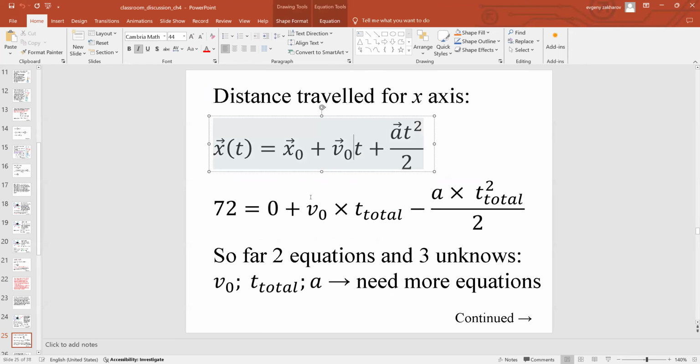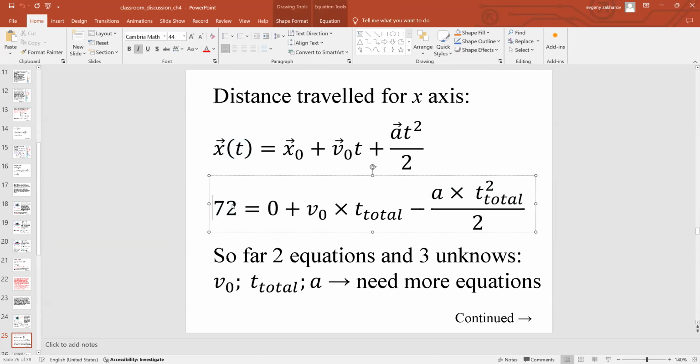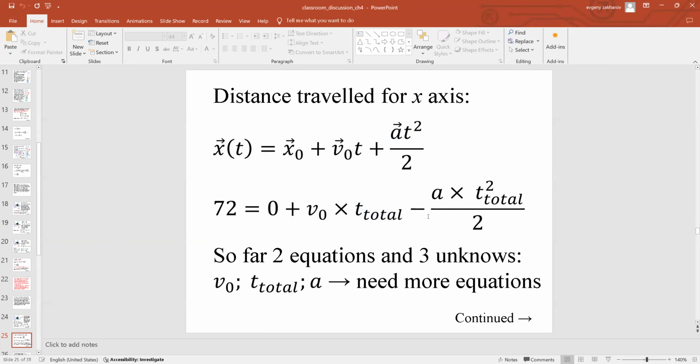Now distance traveled. How much of a distance traveled? It's given, 72 meters of skid marks. So my position is 72, starting with zero position. Initial velocity is positive, time is time, and acceleration is, once again, negative because acceleration is opposite to the direction of motion. We're slowing down, so acceleration has a negative component onto the x-axis. T squared over 2. Two equations, three unknowns, so we need more equations.